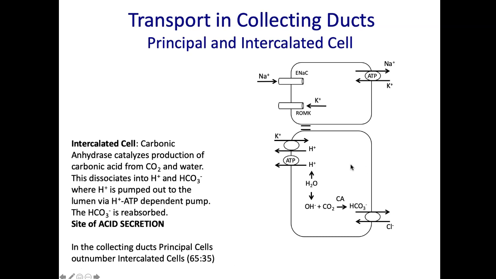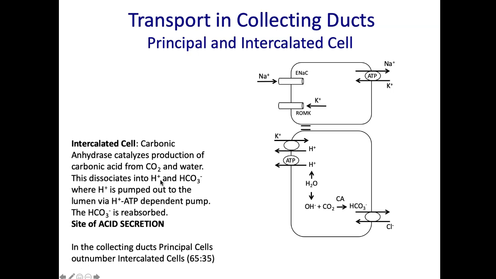So the big picture is the following. We need the alpha intercalated cell to deal with the production of daily acid. Okay, so generating acid every day just from being alive. We have to pump out protons every day to be in balance. In the rare circumstances where we have essentially a metabolic alkalosis where we've generated too much bicarbonate, we have the beta intercalated cell that will allow us to dump bicarbonate into the urinary space and bring the protons into the peritubular capillary to bring acid, base, and pH back into balance.